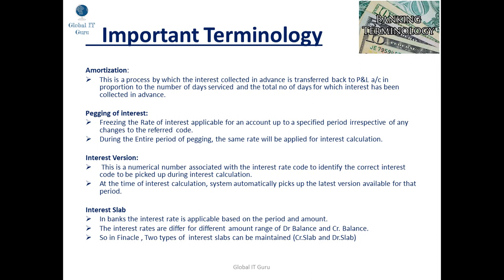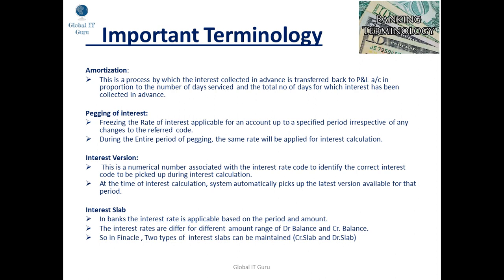Next terminology we have is pegging of interest. This is very important: freezing the rate of interest applicable for an account up to a specific period, irrespective of any changes to the referred code. This is known as pegging of interest. During the entire period of pegging, the same rate will be applied for interest calculation.